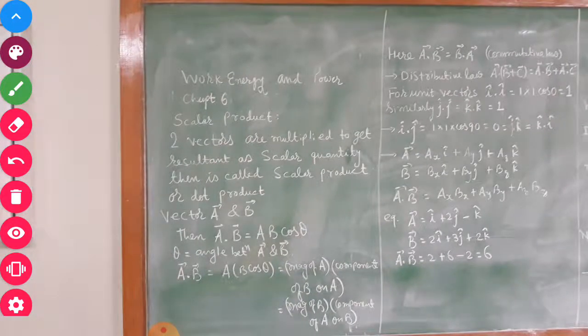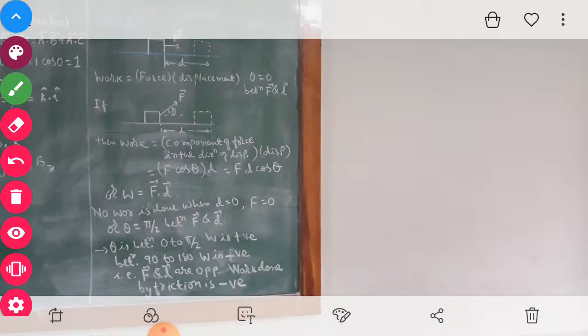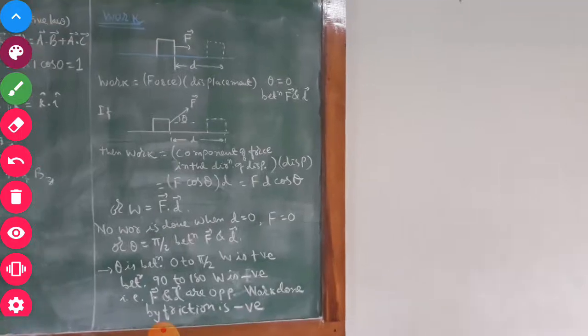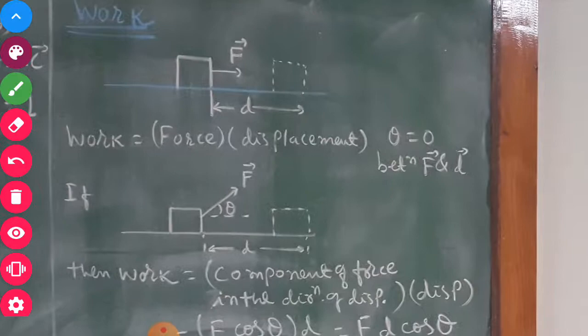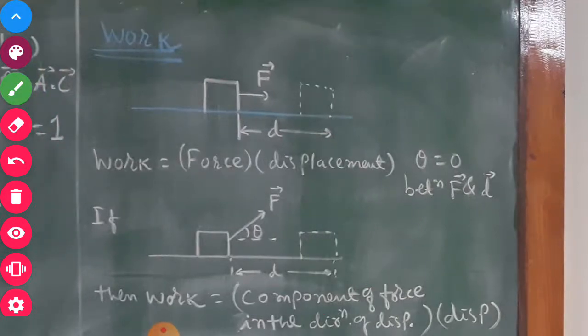Okay. This way it is easy to find the dot product, just you have to take the product of the coefficients. Okay. Now we move towards the physics part of this chapter, that is first the definition of work. Now see, here one object is kept on the surface.